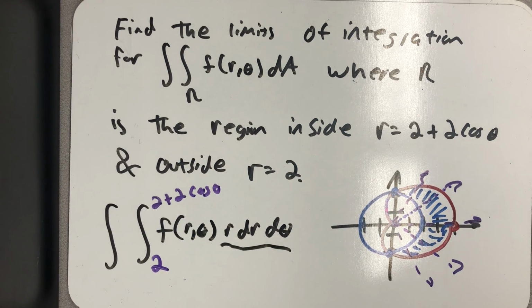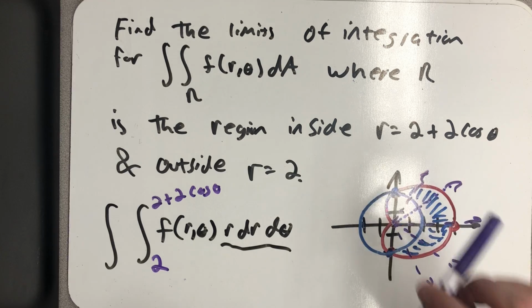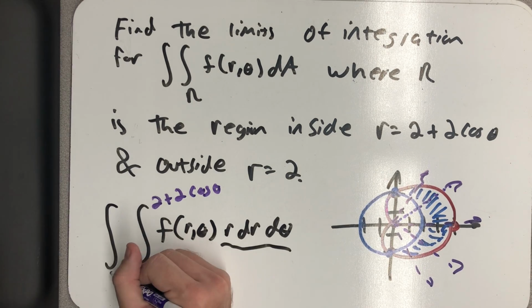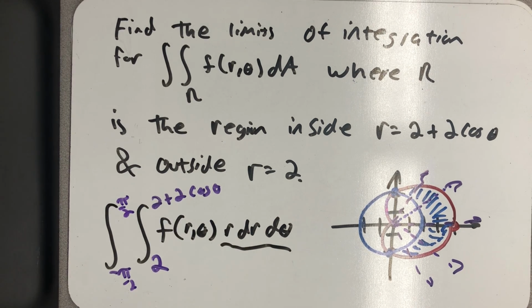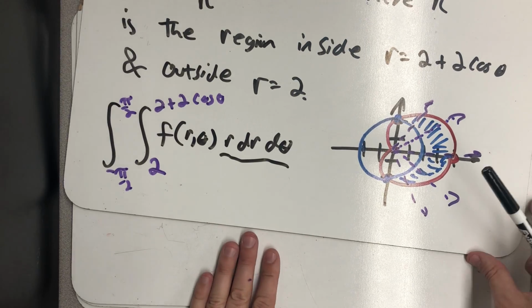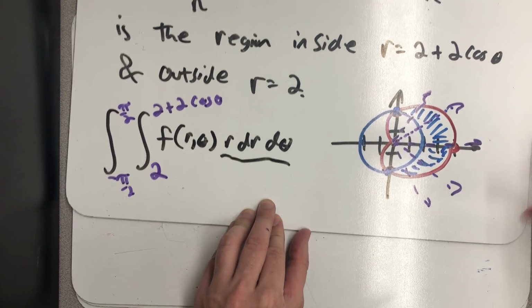And now I need to think about bounds for theta that would include the entire region. Pause the video and see if you can find them. So I'm hoping that you're thinking from minus pi halves to positive pi halves are the angles that would work, because those are where my circle and my cardioid hit each other. And we can actually figure that out analytically.